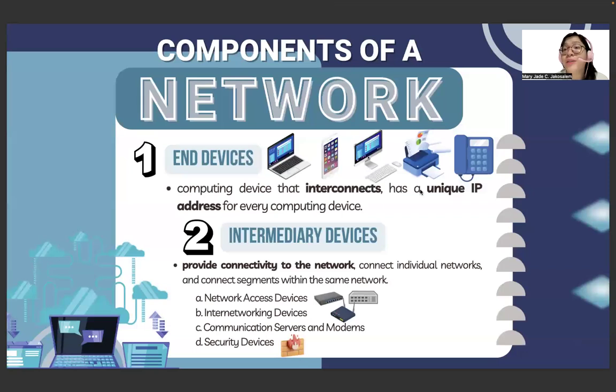So what are the components of a network? These are the basic components of a network. So actually we have two. So you have to always remember this. It's very simple. A network is always made up of end devices and intermediary devices.